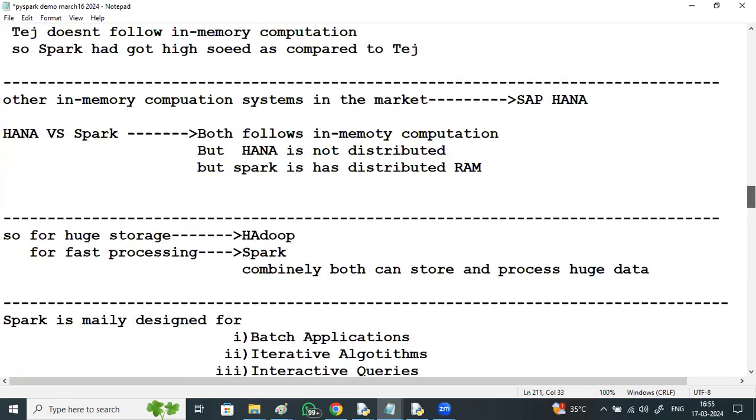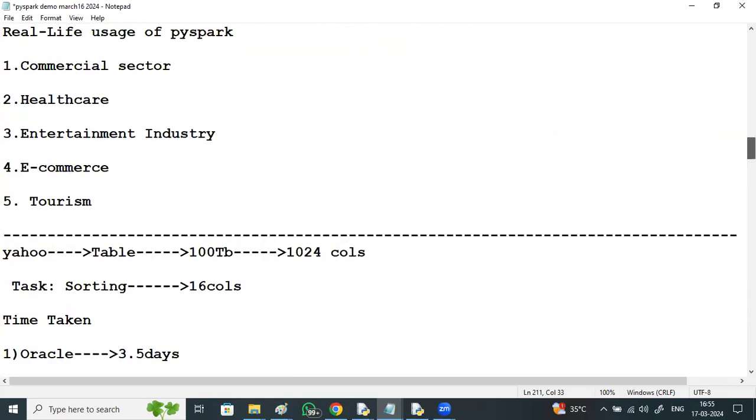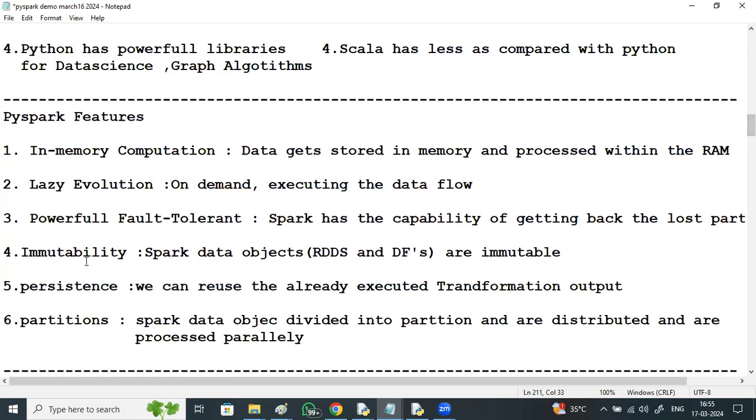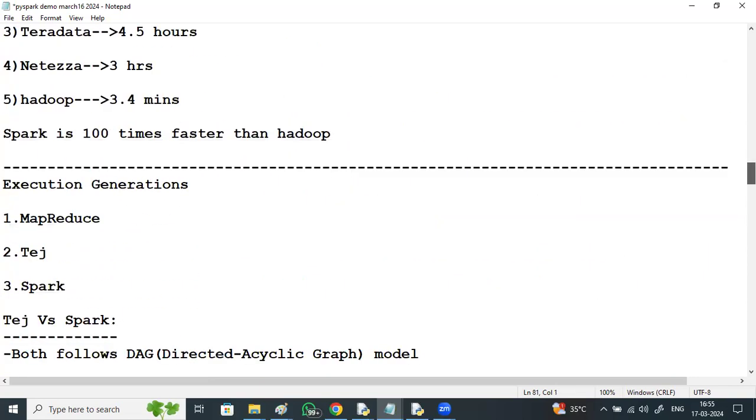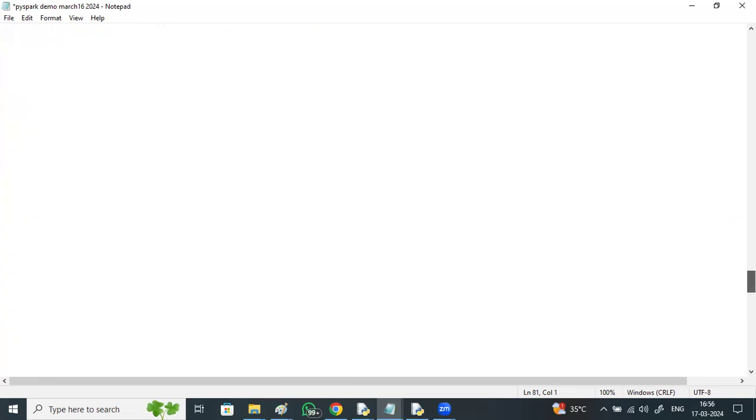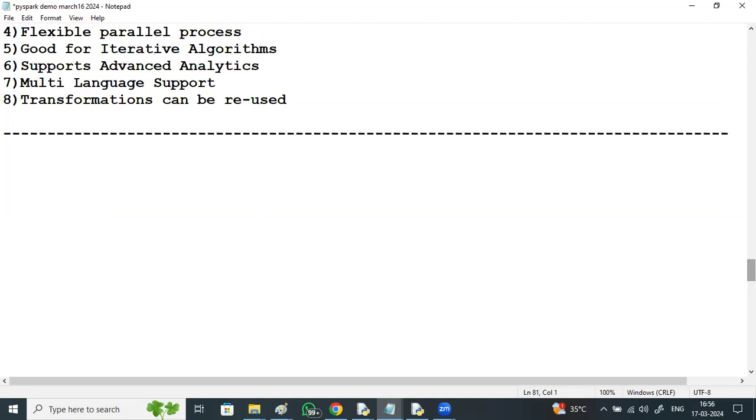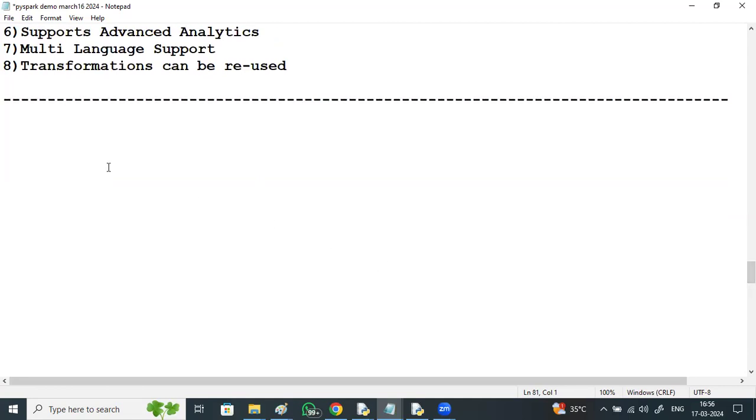One more thing is you need to clearly understand these features. Persistence, the main feature of PySpark, you need to understand clearly. Lazy evaluation, in-memory computation. These three main features: persistence, lazy evaluation, in-memory computing. I'll discuss this with some examples, how persistence works and how these transformations can be reused. But before that, I'll give an introduction to the Spark data object, RDDs.